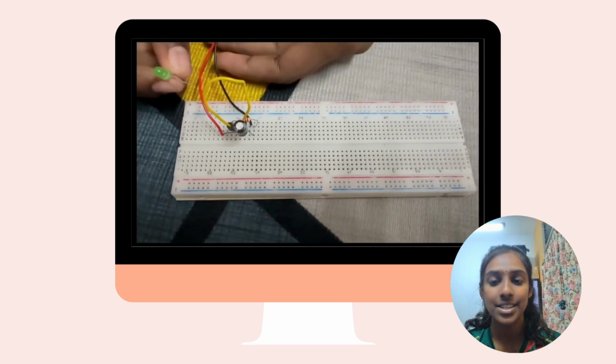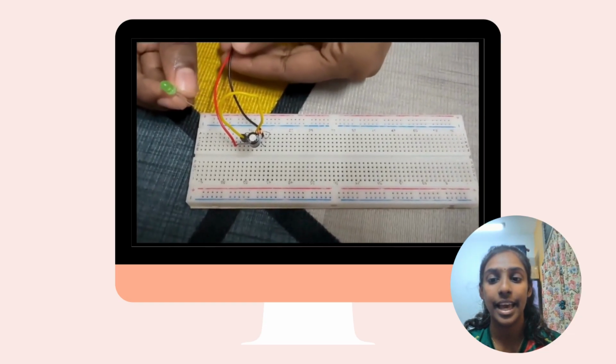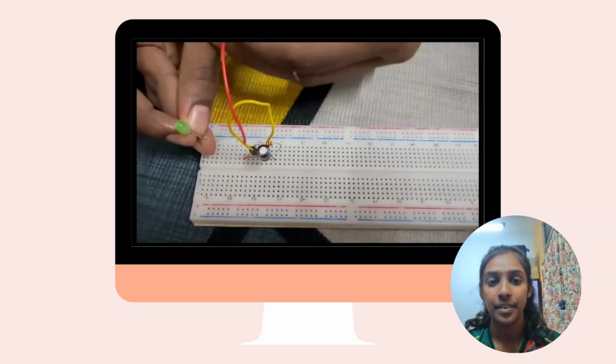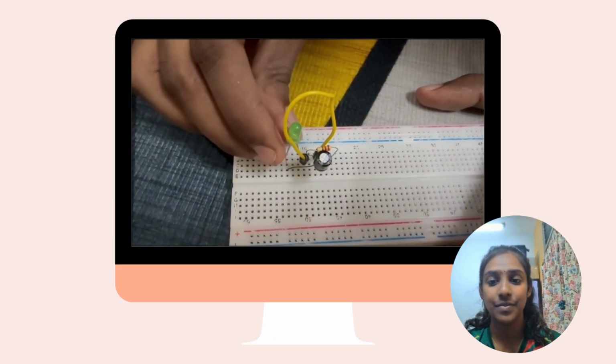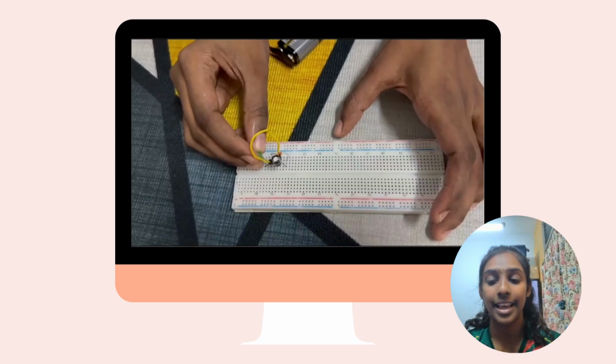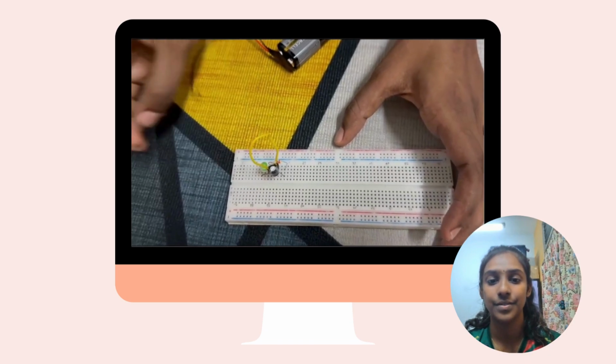Now, I disconnect the battery and connect the LED to the circuit. The LED flashes immediately. This flash represents the moment an AED delivers a shock.